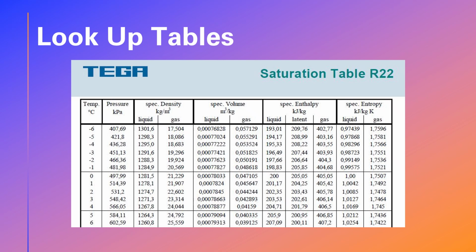So, how do we work out what the temperature pressure relationship will be? Well, you can do it by lookup tables. Here you can see a lookup table for R22 and a red line underlining 0 degrees C, and if you look carefully you'll see that there is a pressure of 497.99 kPa, so near enough 4 bar.